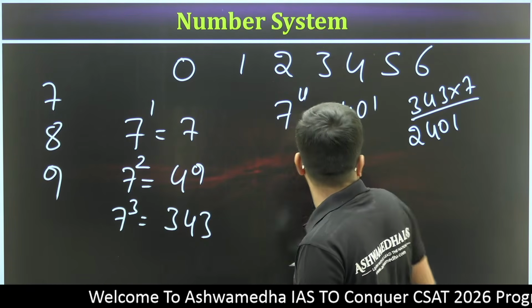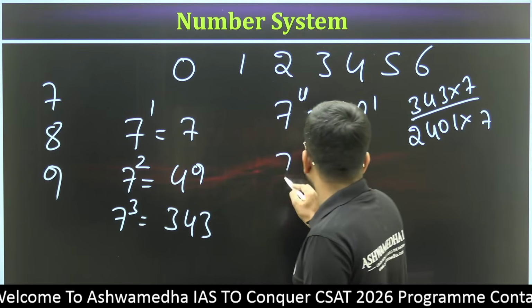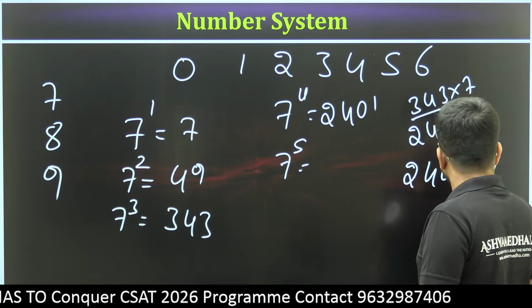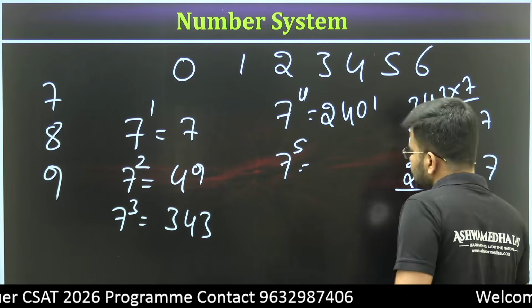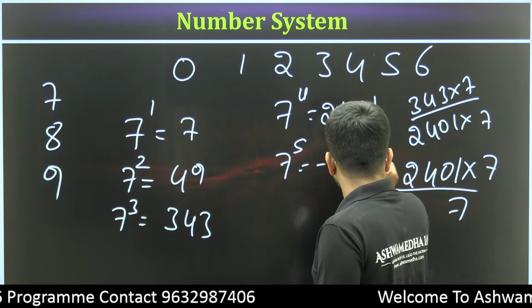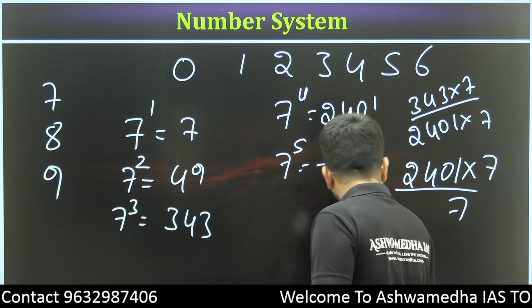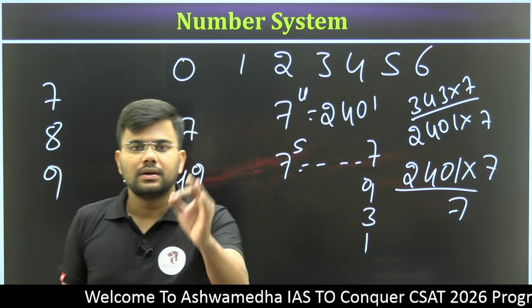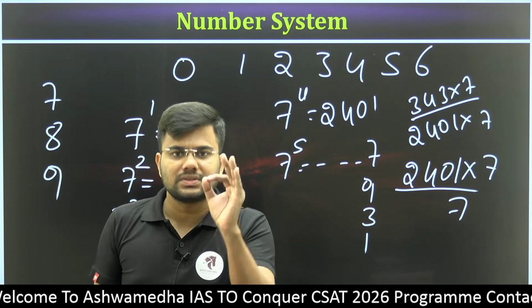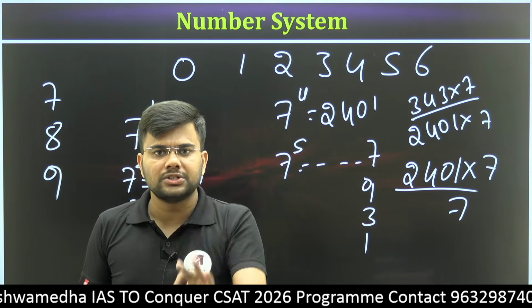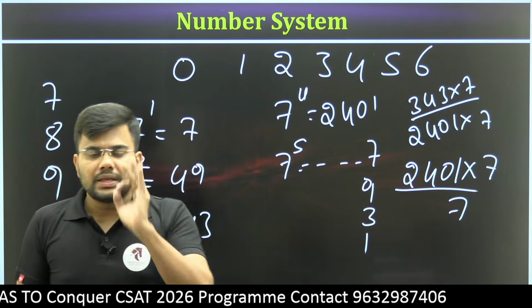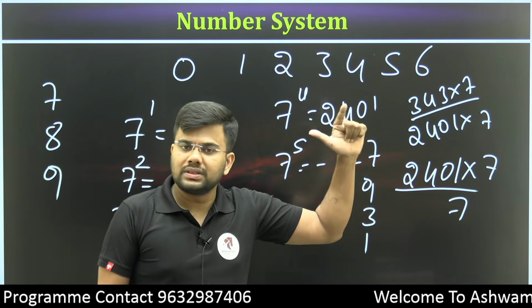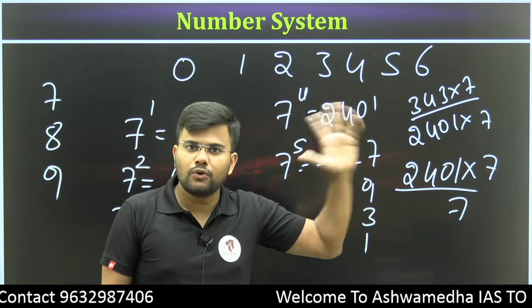Again, if you are multiplying it with 7, it repeats. It's a cycle, 7 to the power of 5: 2401 into 7, 7 ones are 7. That means here also the unit digit would be 7, 9, 3, 1. If the digit in the unit place is 7, then the cycle repeats at what? 4. 2 is also 4, 3 is also 4, and 7 is also 4.